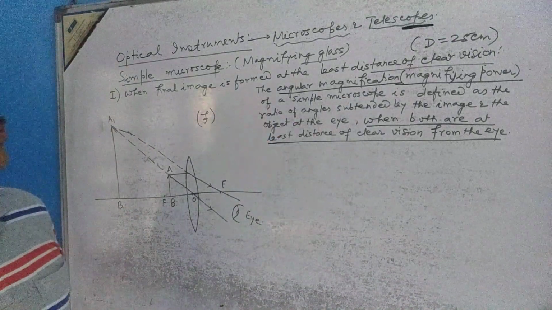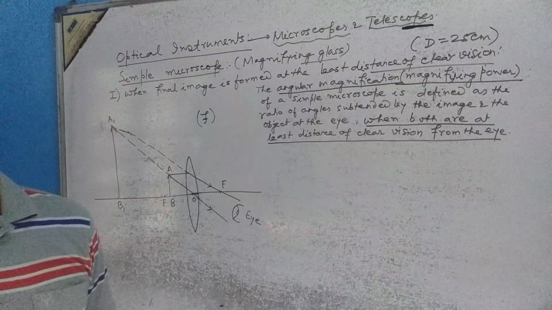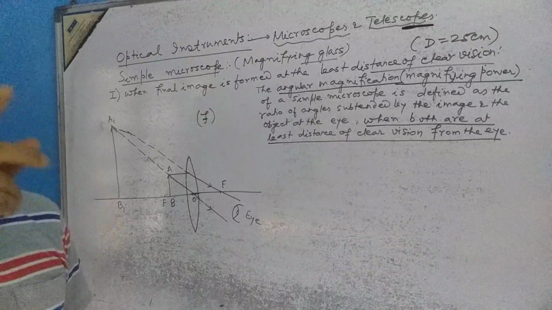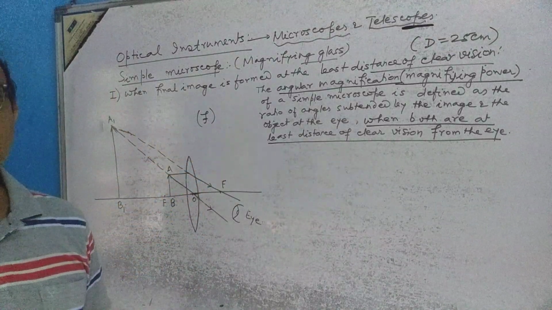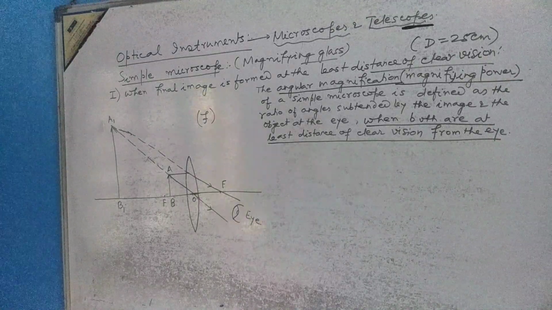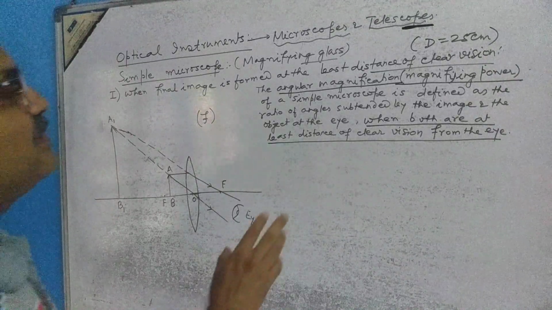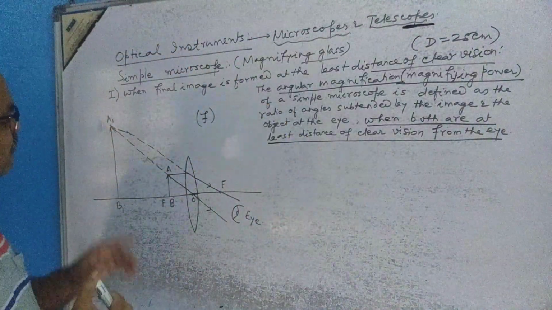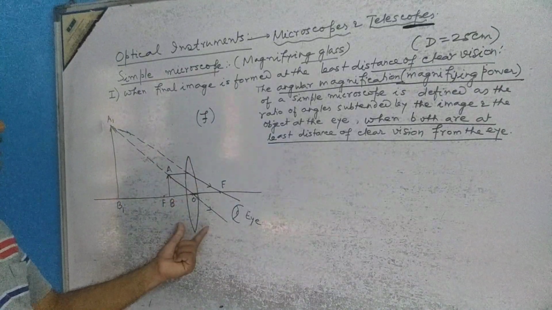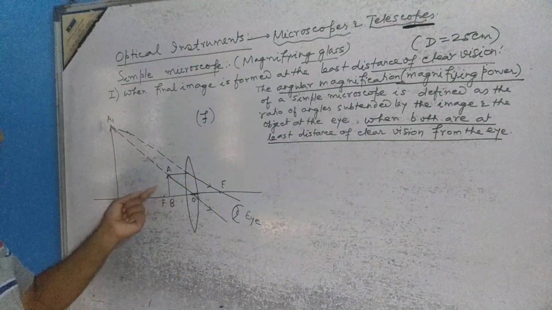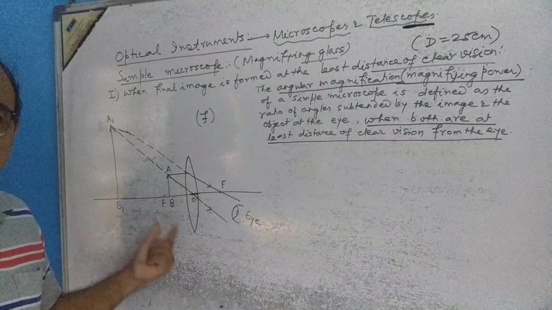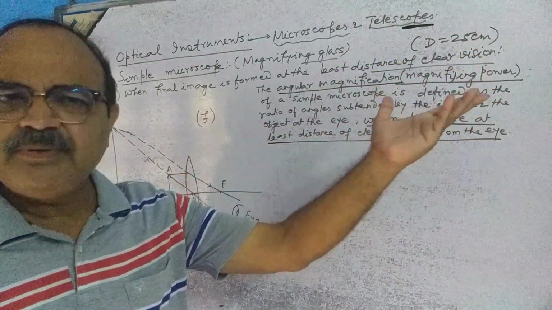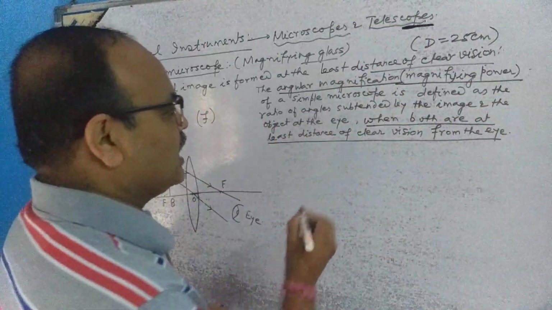The last part of the sentence of the definition is very important. When both are at least distance of clear vision, it is intending to say that the object and the image both should be at the least distance of clear vision. How is it possible? First of all, we shall adjust the object distance of the lens in such a way that the image must be formed at 25 centimeter. That can be done very easily. I will explain how.